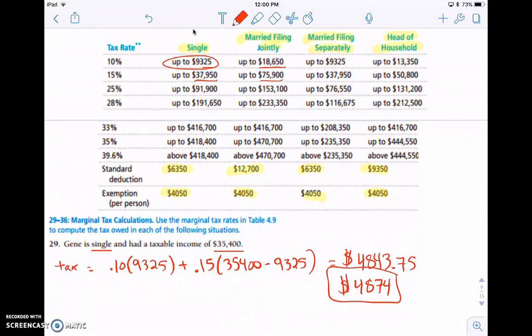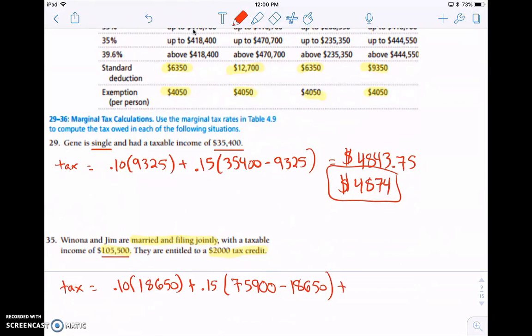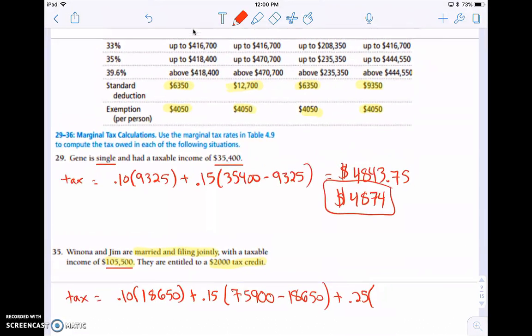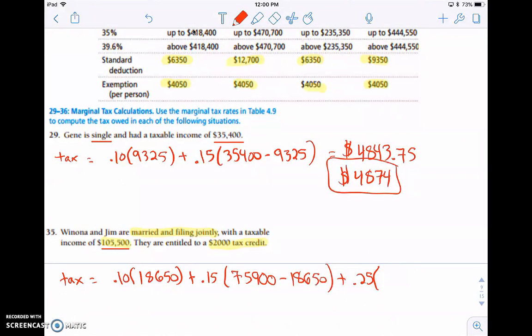Then the next one is up to $153,100. So this is now the 25% bracket. So it's a plus 25%. Now we don't quite get up to the $153,100. This couple is at $105,500. So since they don't quite meet it, but it still falls within that range, we take the $105,500, subtract the lower limit of the previous bracket, $75,900, and this will be your total tax.